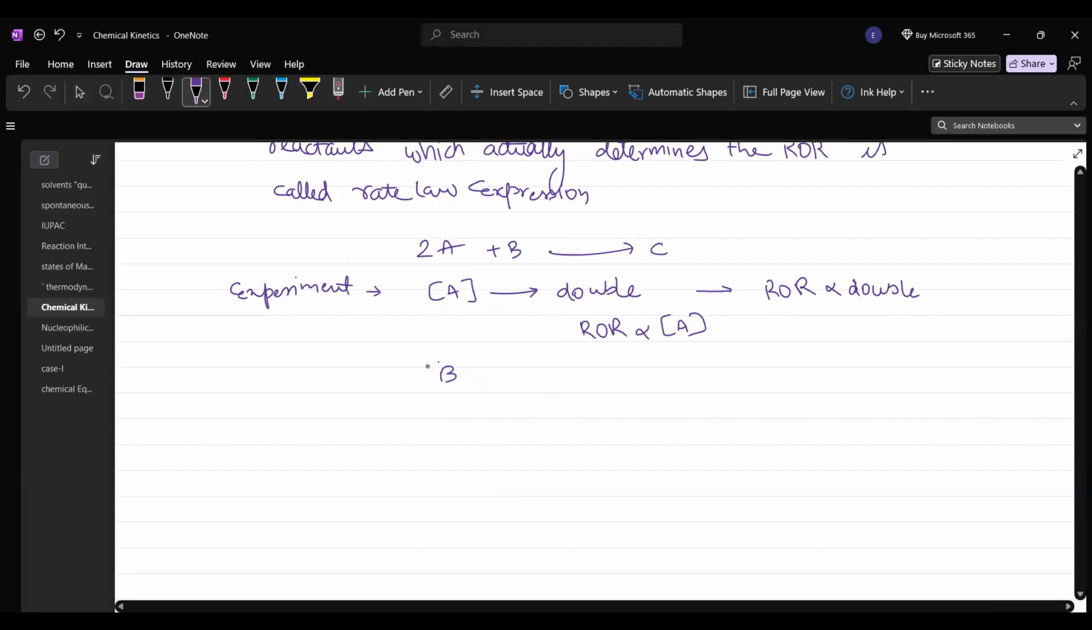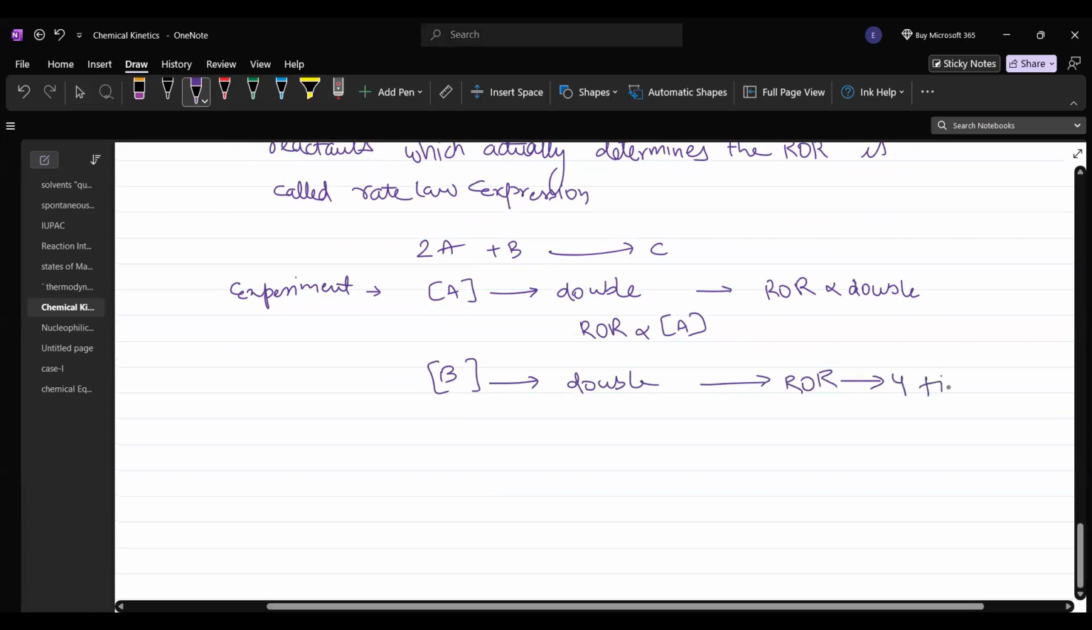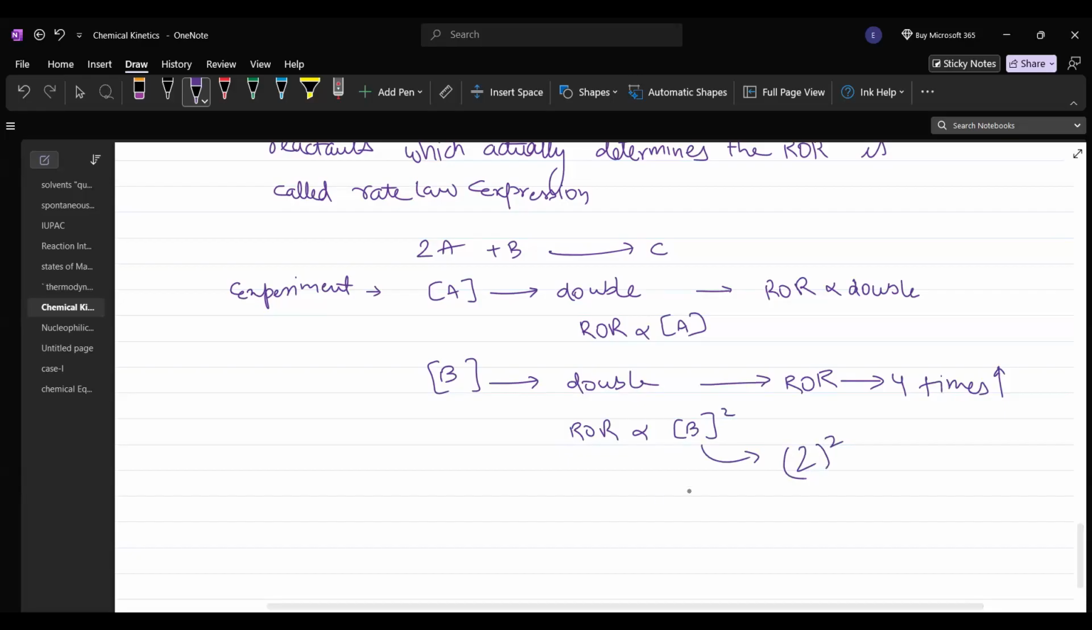And let's assume that we are doubling the concentration of B. So what we see here is that the rate of reaction increases 4 times. So we can say that rate of reaction is proportional to the square of the concentration of B. Why? Because we are doubling it, and the rate is increasing 4 times, so this must be the square of the concentration. Got my point?